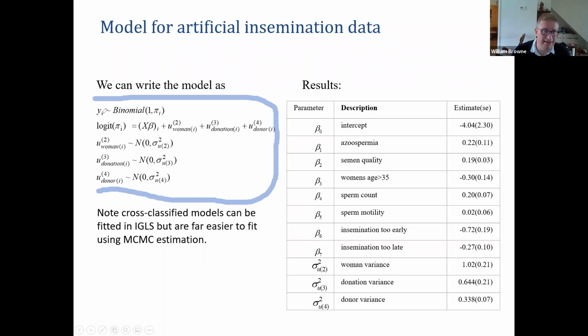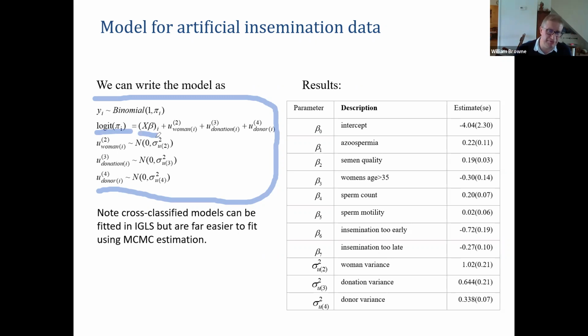y takes value 1 if there was a successful pregnancy or successful conception, and 0 if not. Because it's binary data, we use a Bernoulli, or if you like, a binomial distribution with denominator 1, with parameter pi_i. Now, pi_i is the probability of a successful conception on this cycle. So we're going to use a logistic regression type function here: logit pi_i, the logistic regression of that probability. And in this bit here, x beta, we're going to put a whole load of predictive inputs, things that we've measured for that cycle.